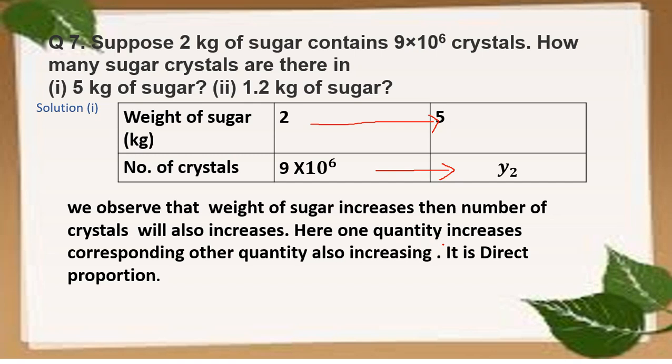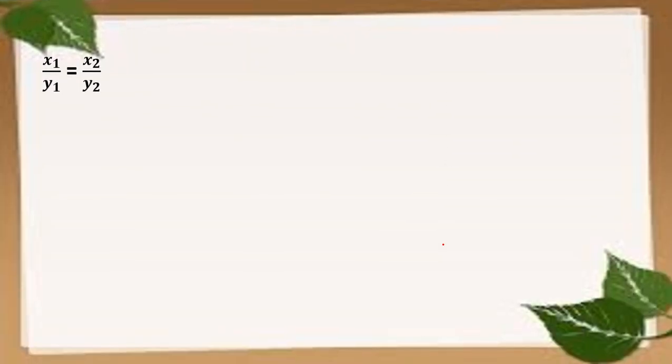So by the direct proportion we know that x upon y is equal to k, that will represent as in the form x1 upon y1 is equal to x2 upon y2, or we can write it as 2 upon 9 into 10 raised to the power 6 is equal to 5 upon y2. Now again use the cross multiplication.